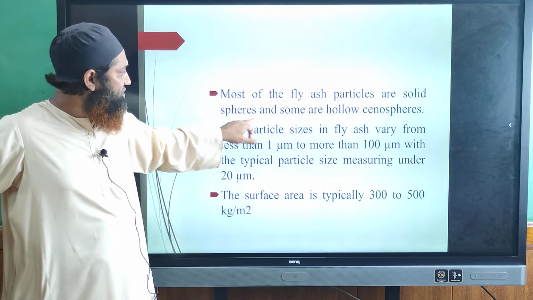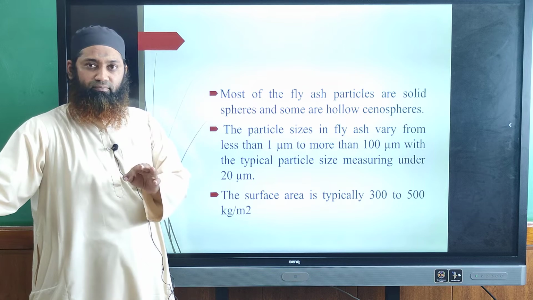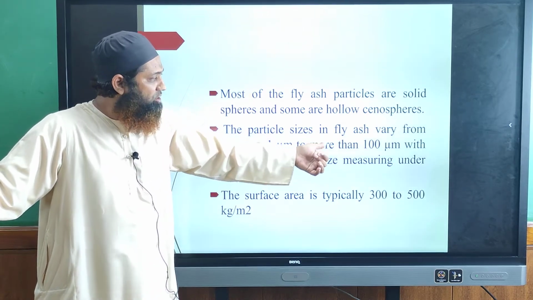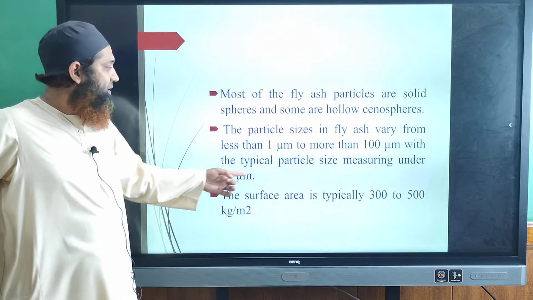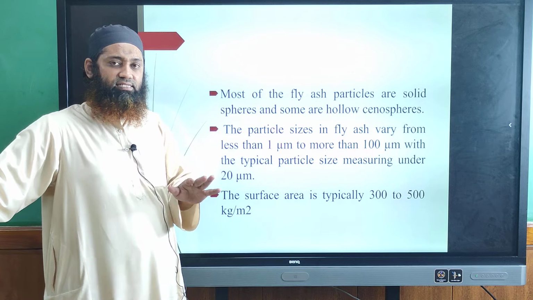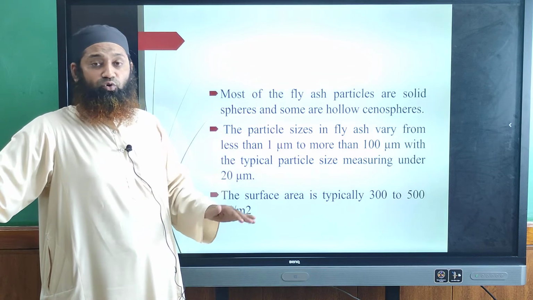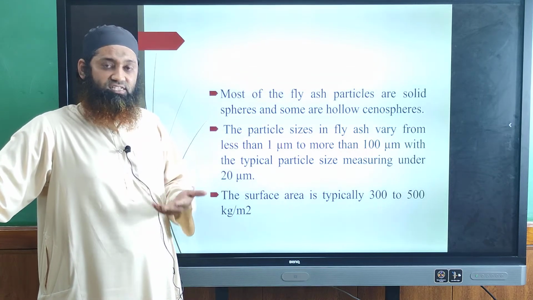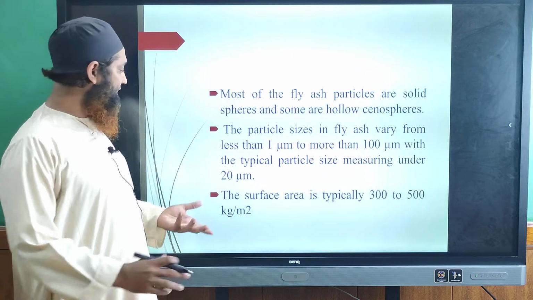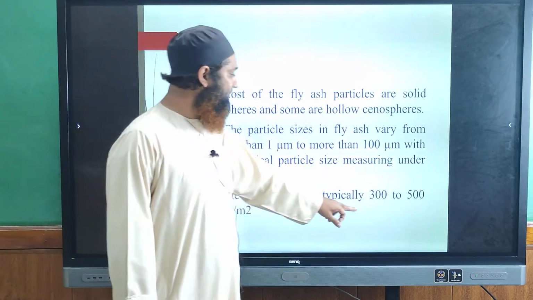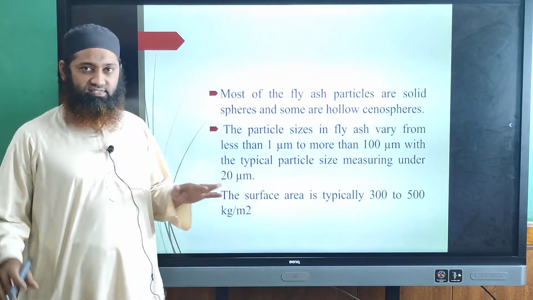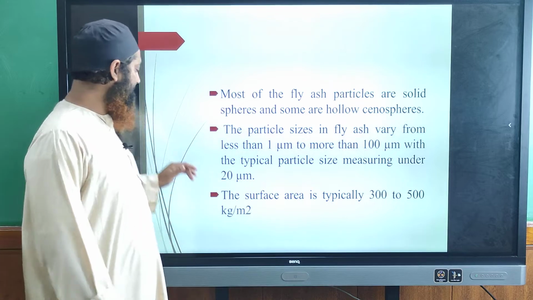small spheres, solid spheres. Then they are broken up, then they are powdered into sizes of 1 micron or more than 100 microns, with the typical particle size measuring under 20 microns. Basically, typical particle size is below 20 microns. So this particle size is very good, which we can use in the composition of making concrete. The surface area is typically 300 to 500 kg per meter square.